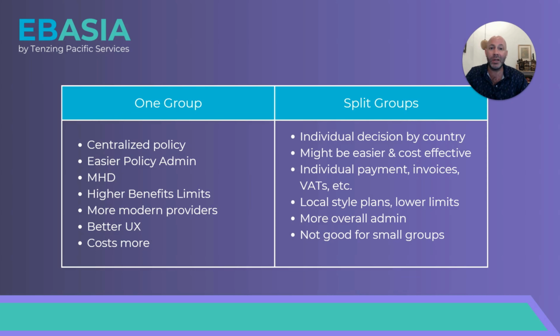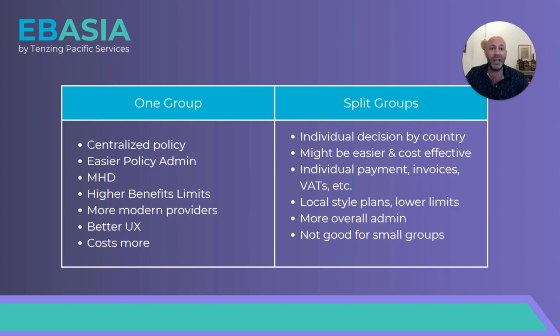By doing split groups, countries can make individual decisions themselves that are in line with what is customary in each country. It's individual payments, invoices. It's usually with local style plans that have lower limits and also lower premiums. It's more overall admin work at the big picture of things. There is not that continuity between countries, and it's not good for small groups.